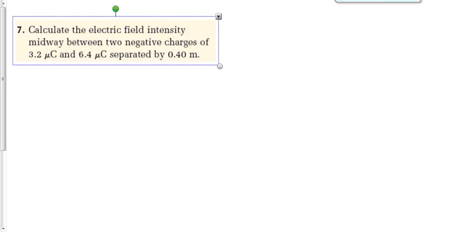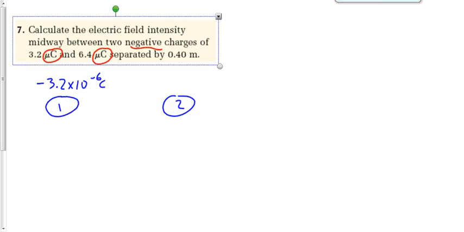Number 7, calculate the electric field intensity midway between two negative charges of 3.2 microcoulombs and 6.4 microcoulombs. They are negative charges. All right, let's draw this out here. Call this charge 1. We'll call this charge 2. Negative 3.2 times 10 to the minus 6 coulombs. Negative 6.4 times 10 to the minus 6 coulombs. The distance between the midpoint and each of the charges is 0.2 meters. And we want to find the field strength right there at point X.